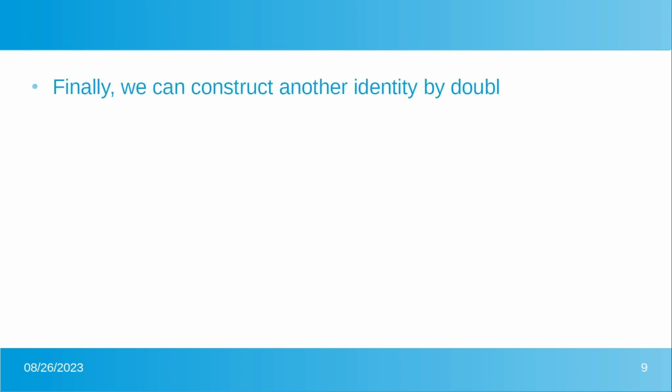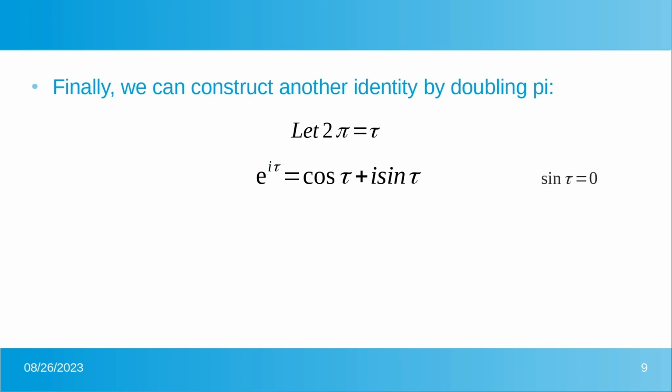Finally, we can construct another identity by doubling pi. 2 pi is known as tau. Tau is also an important constant that's more recently been coming up in the discussion. e to the i tau equals cosine of tau plus i sine of tau, using our earlier formula. Now, any multiple, as I said, of pi evaluated under sine is going to be 0. So sine of pi, sine of 2 pi, sine of 4 pi, etc. is going to equal 0.